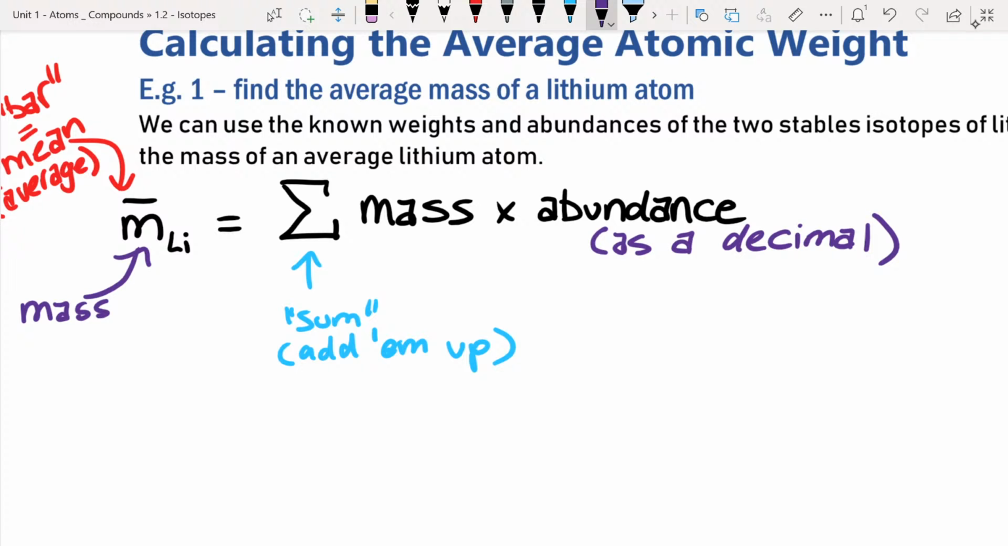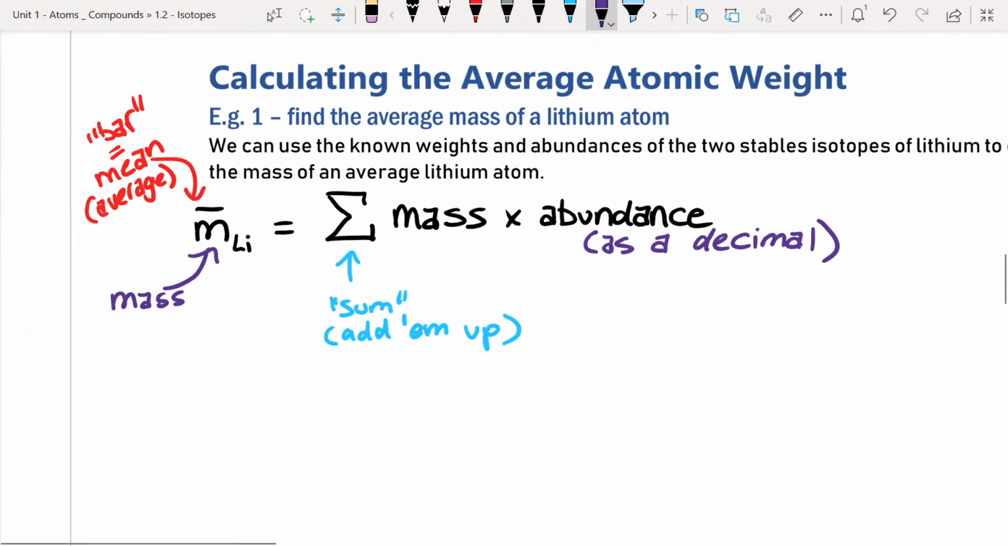It's important. Don't worry about it. So you want to do mass times abundance. And then, after you've done mass times abundance for each one of them, you're going to do what with each of those? Add them up. Does that make sense? Mass times abundance for each isotope, and then add them up.